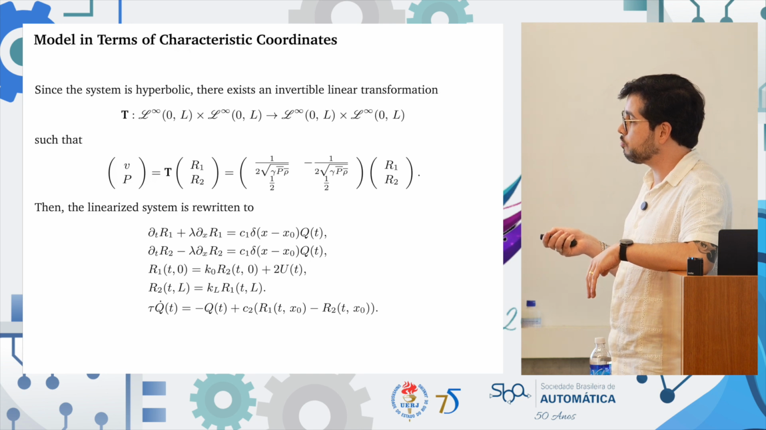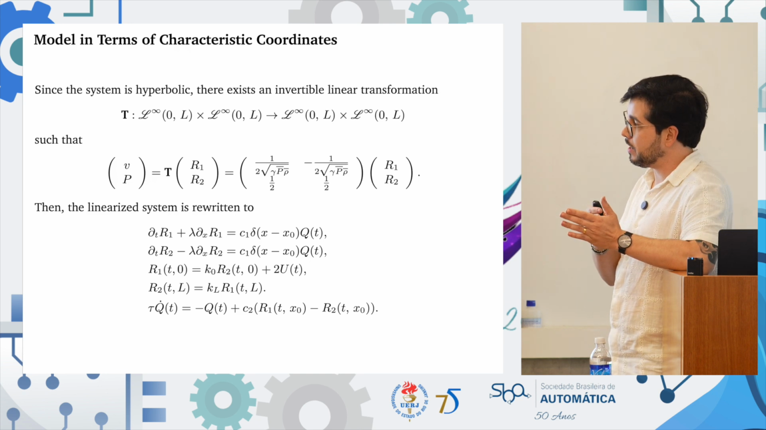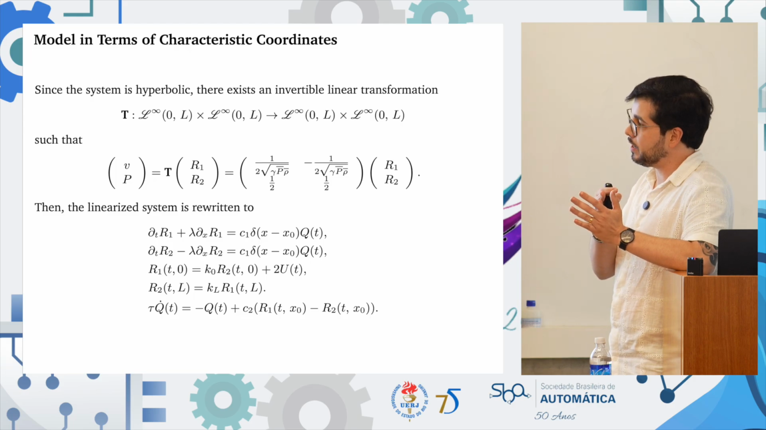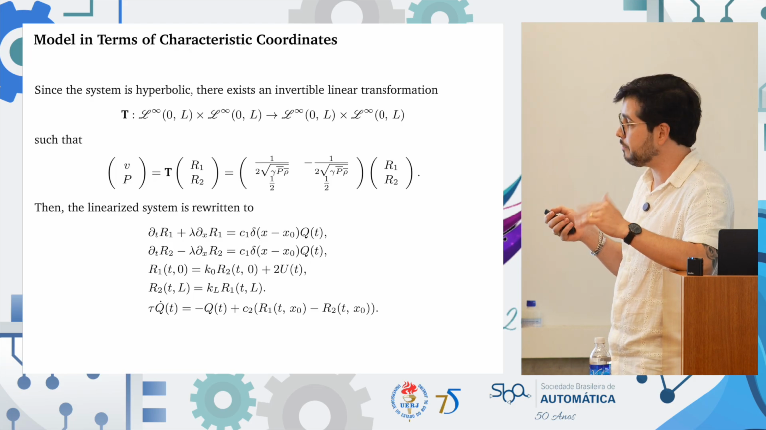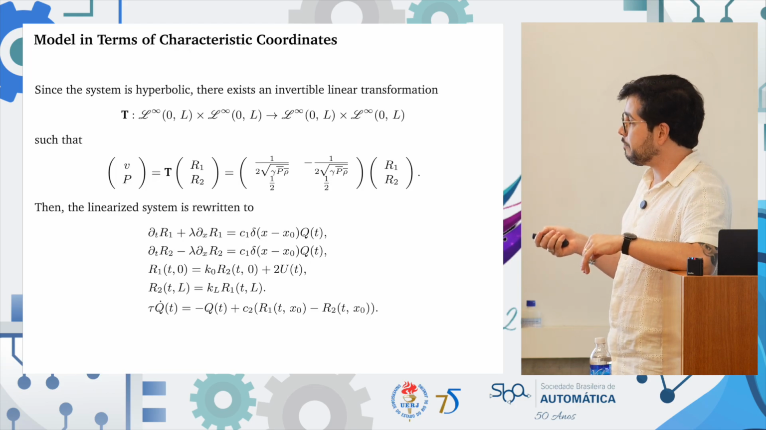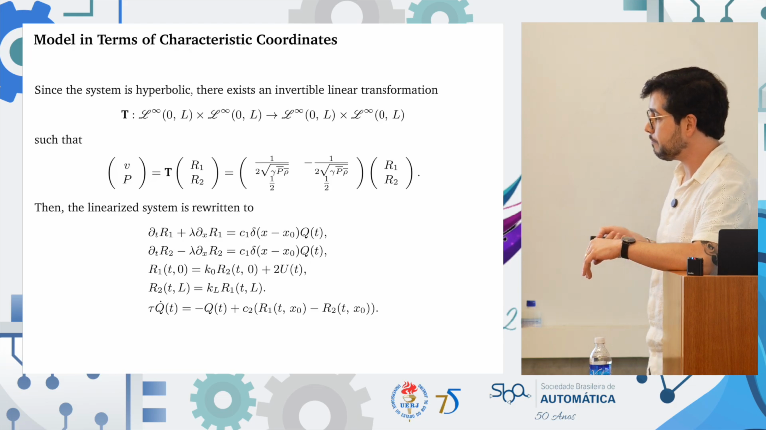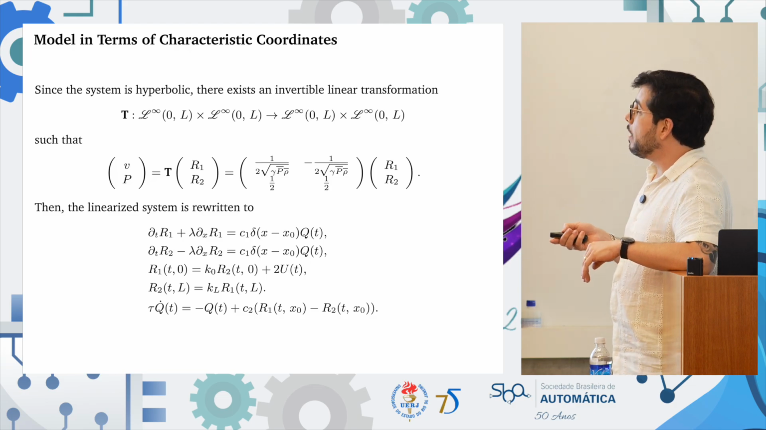So we have two transport PDEs, one propagating from the left to the right, and the other from right to the left. And both have a discontinuous point at x equal x0, due to the heat release.